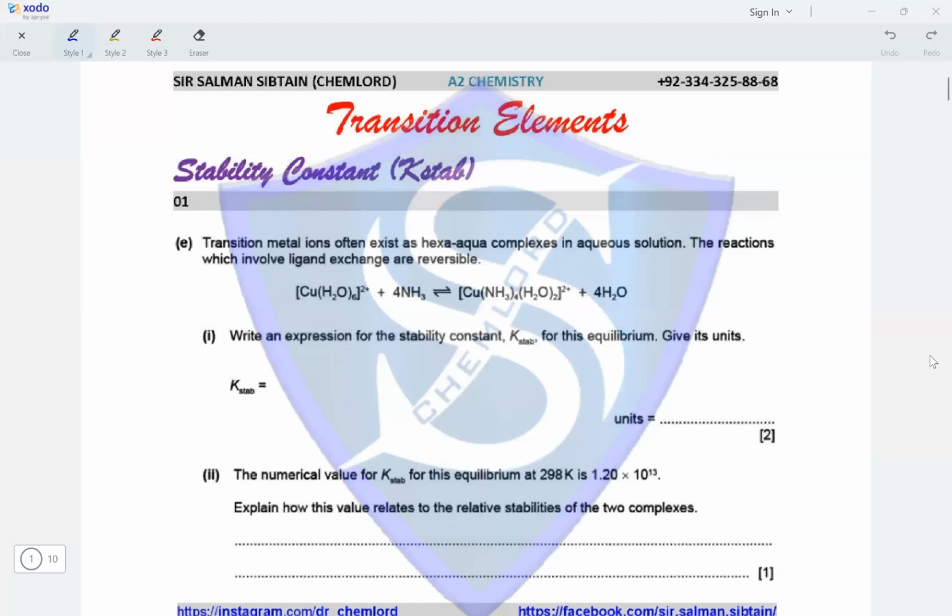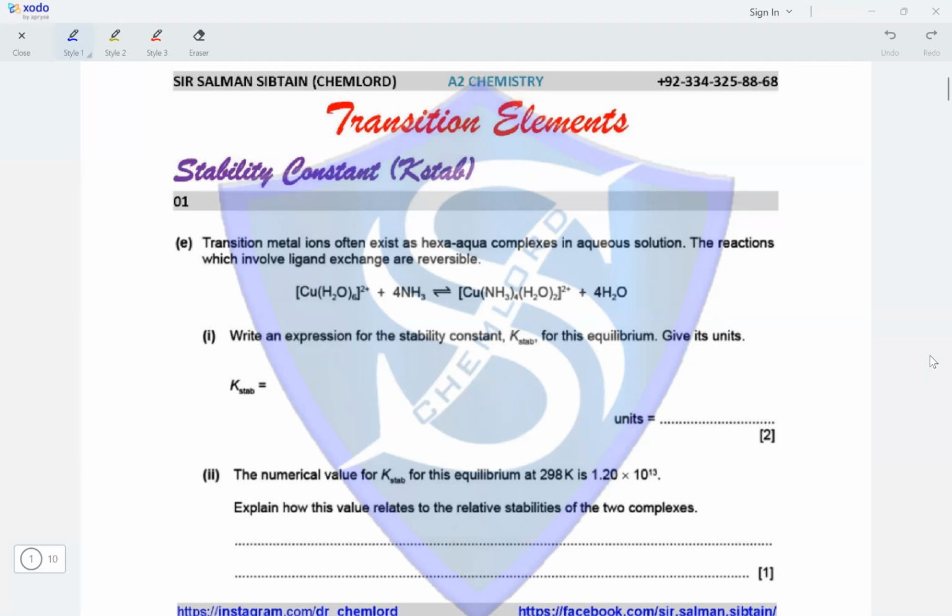Hi guys, this is A2 Chemistry, Transition Elements, and we are looking at Stability Constant or K step. Question 1. The transition element ions often exist as hexa-aqua complexes in aqueous solution. The reactions which involve ligand exchange are reversible, and the reaction is shown. Write an expression for the stability constant for this equilibrium, give its unit.